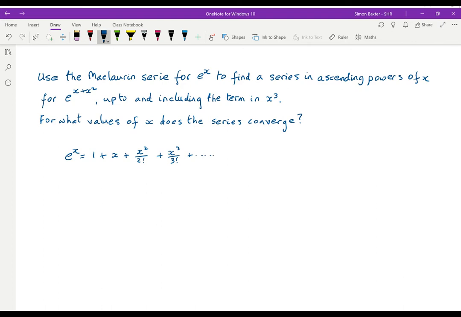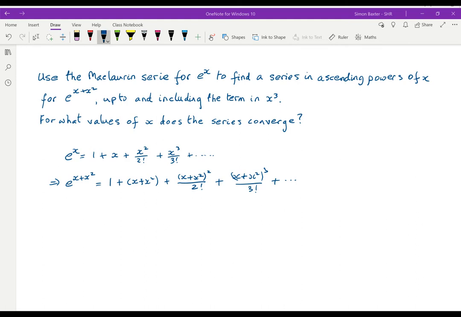So using that, e to the x plus x squared is, all I have to do is write x plus x squared instead of x: 1 plus x plus x squared, plus x plus x squared squared over 2 factorial, plus x plus x squared cubed over 3 factorial. And I don't actually need any more terms because I'm only going up as far as the term in x cubed. The smallest degree in this one is x squared. The smallest degree in this one would be x cubed. And if I had it to the power 4, the smallest power of x would be x to the 4. So everything up here is beyond the term that we're asked to go to.